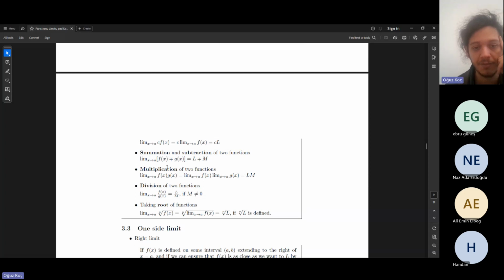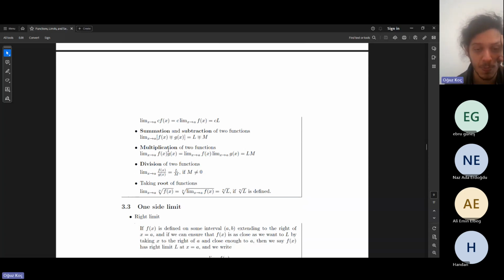Limits of f plus or minus g of x as x goes to a, it doesn't matter, is equal to L plus or minus M, and we have some condition for multiplication of the two functions. Limit of f times g of x, as x goes to a, can be written as two distinct limits, which is limit of f and limit of g, which is equal to L times m.